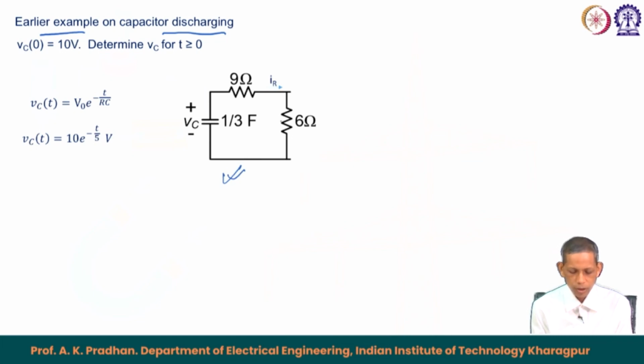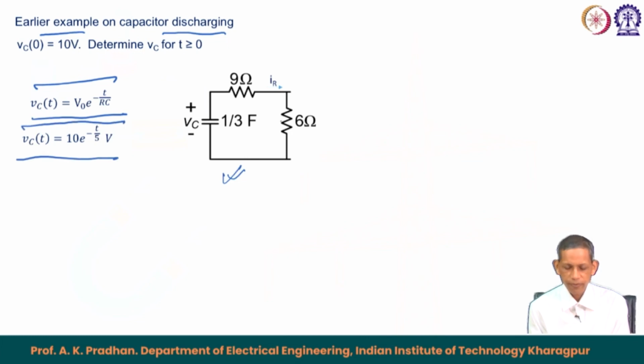So we say that VC t equals V naught e to the power minus t by tau, where tau is R C, and the expression R C here becomes 1 by 3 times 9 plus 6, that is 15. So VC t becomes 10 e to the power minus t by 5. R into C, 15 into 1 by 3, so tau becomes 5 second. So we got this relation to be like this.